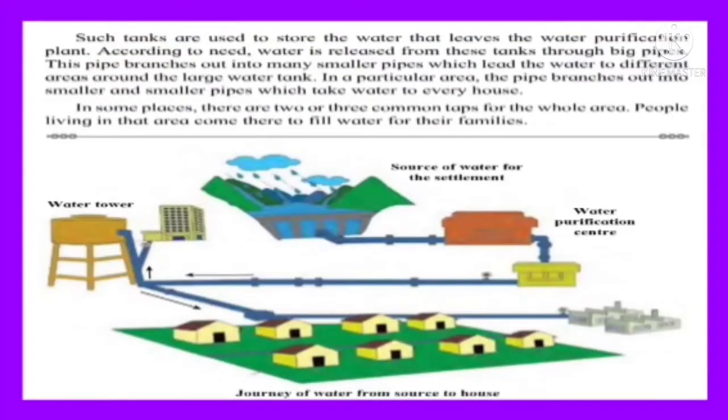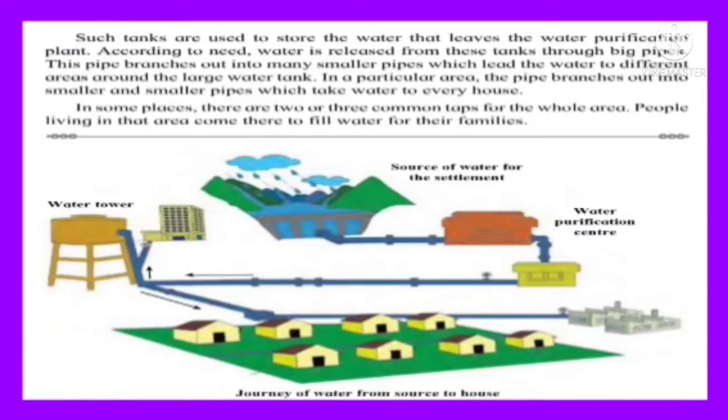Now you can see a picture of the journey of water from source to house, that means from one place which is the main source, the water is taken and it undergoes various processes. As we told you in the previous page, you must have learnt how it is purified. After being purified, what happens? It is distributed to different places in the cities and the big cities and towns, as I told you earlier.